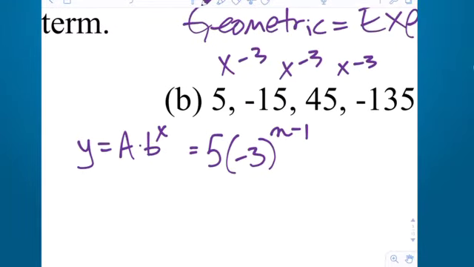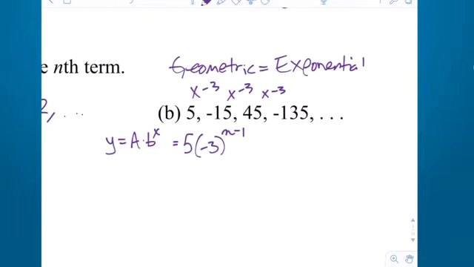And let's see if that works. When n is 1, 1 minus 1 is 0. Negative 3 to the 0 is 1. 1 times 5 is 5. It works for the first one. Let's see if it works for the second. 2 minus 1 is 1. So we have negative 3 times 5, which is negative 15. When n is 3, 3 minus 1 is 2. You get negative 3 squared, which is 9. 9 times 5 is 45. Bless you. There it is. Okay?